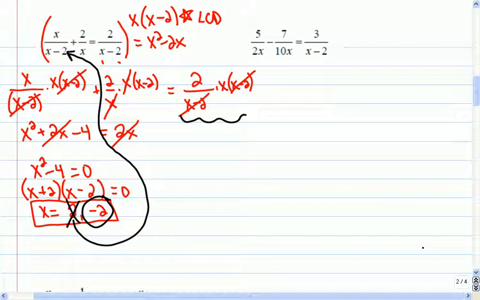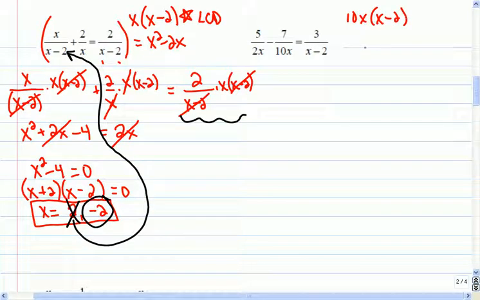Can someone give me a lowest common denominator for this? 10x times x minus 2. I like that. Is everybody else? Can I see a show of hands who has 10x times x minus 2? Brilliant. No wonder you're the honors class.